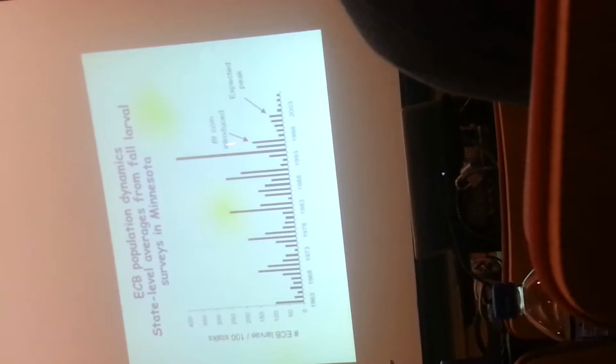Here's monitoring data that was coming from the upper Midwest. Here's the number of corn borer larvae per 100 stalks late in the winter, giving an idea of its population density. You see these cyclic dynamics, up and down in cycles. Bt corn was introduced on the downslope of the cycle. The population goes way down. You might think it would climb back up again, but it didn't really get very far.